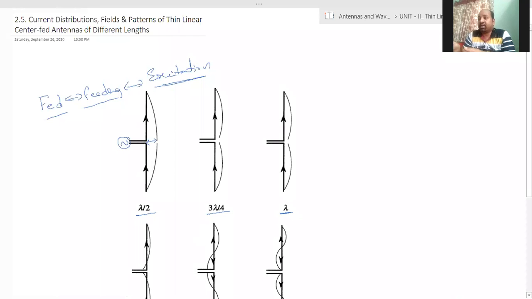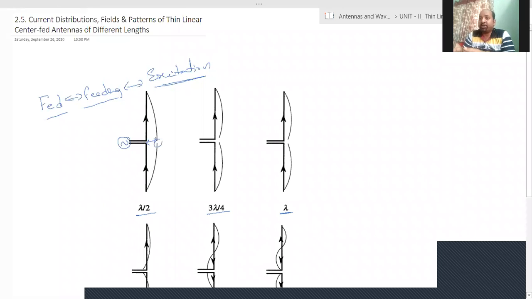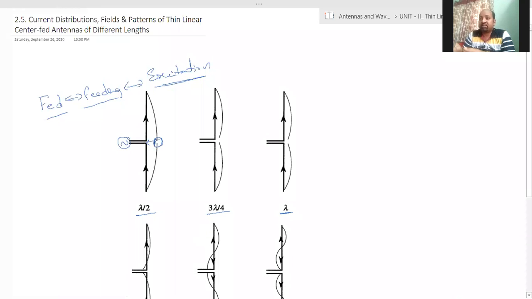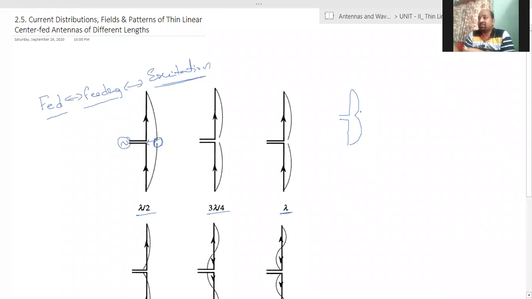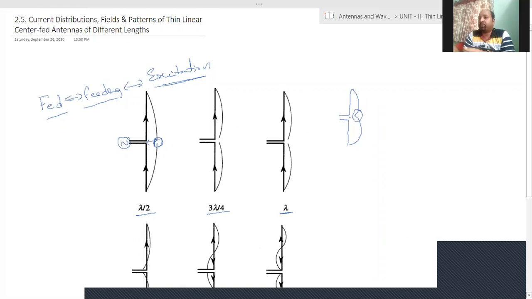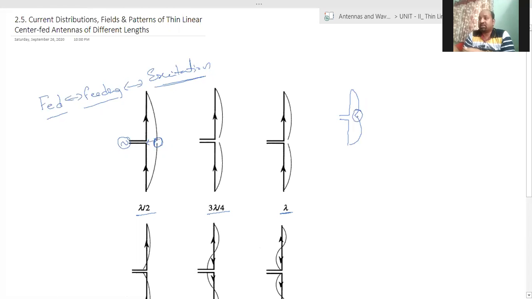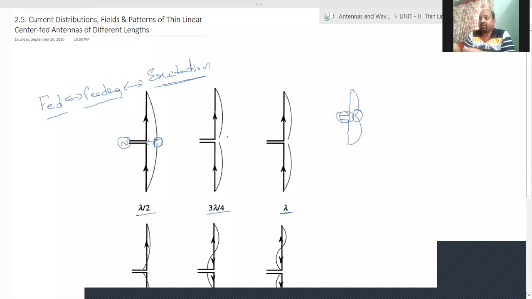For the 3 lambda by 4 antenna, you can observe at the center there is a small dip. This is because of the excitation. That's why earlier, while deriving the half wave dipole, I showed the current distribution like this. At the center there is a small dip towards the excitation, due to the excitation applied here.